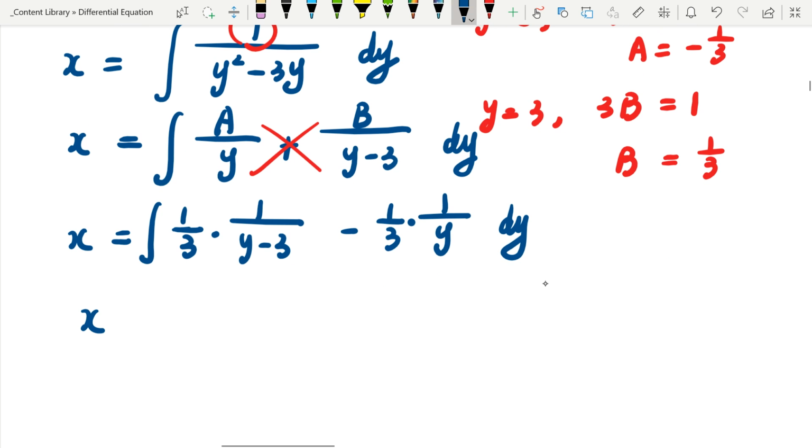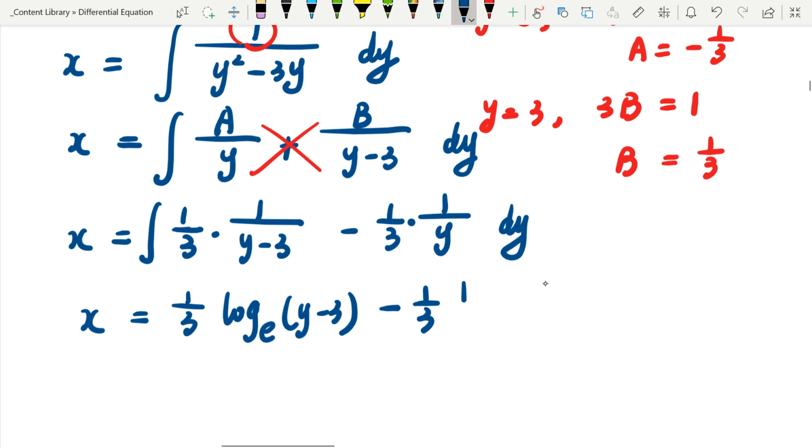So x equals a third. That's a log, right? Log e of y minus 3. After you do partial fractions, most of the questions will be log. It's always a linear at the bottom, so it's most likely to be a log. And a third of log e of y here, and plus c. I need the modulus, sorry. I need the modulus here.